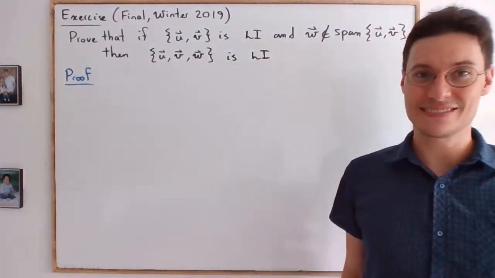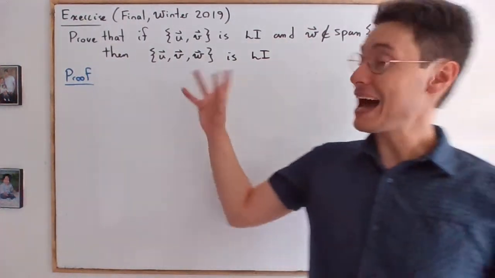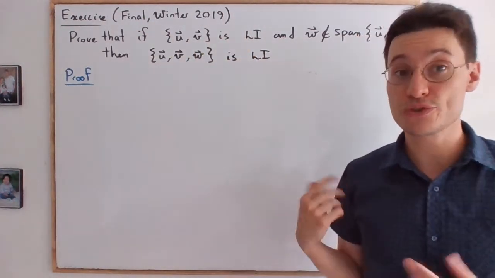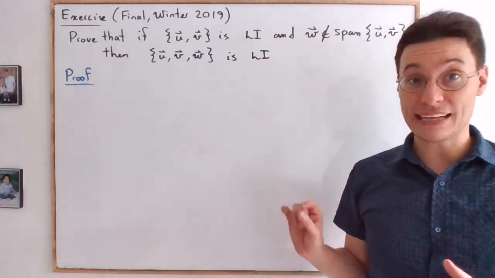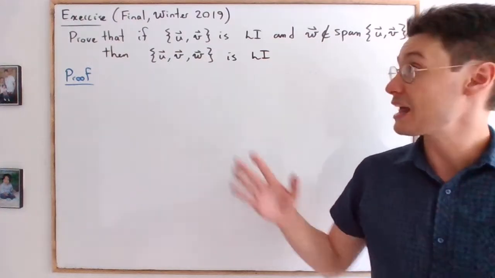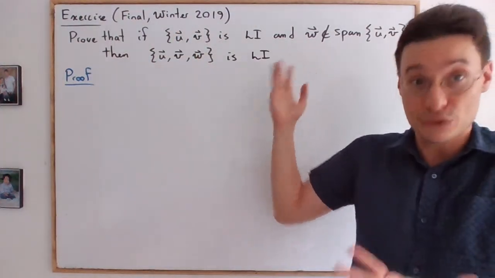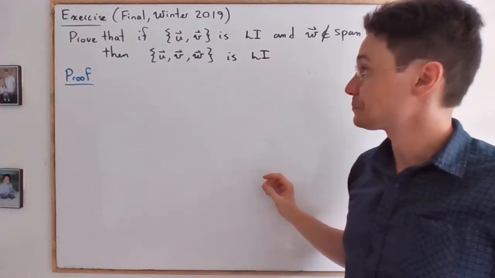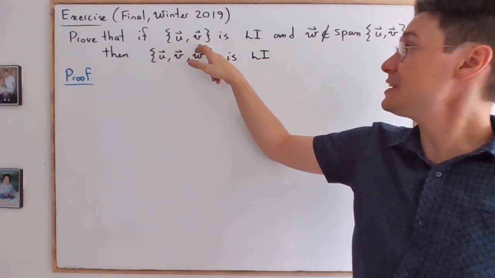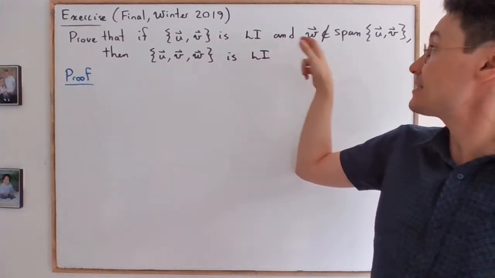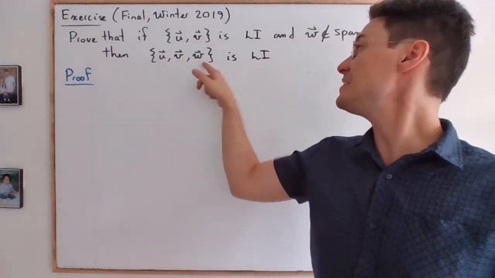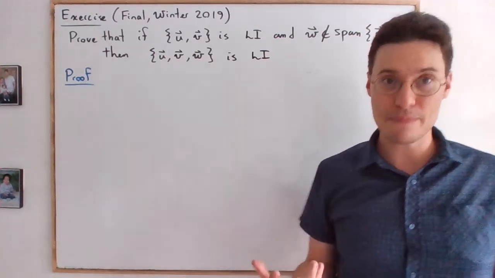Hi, linear algebra students. At the end of the linear independence section, I gave you this exercise to solve. It was an example given to students in a final exam, so it's important to realize that you might be expected to do this in an evaluation. A very simple theorem: if U, V is linearly independent and there's some vector W that is not in the span of U, V, then the set U, V, W is also linearly independent.